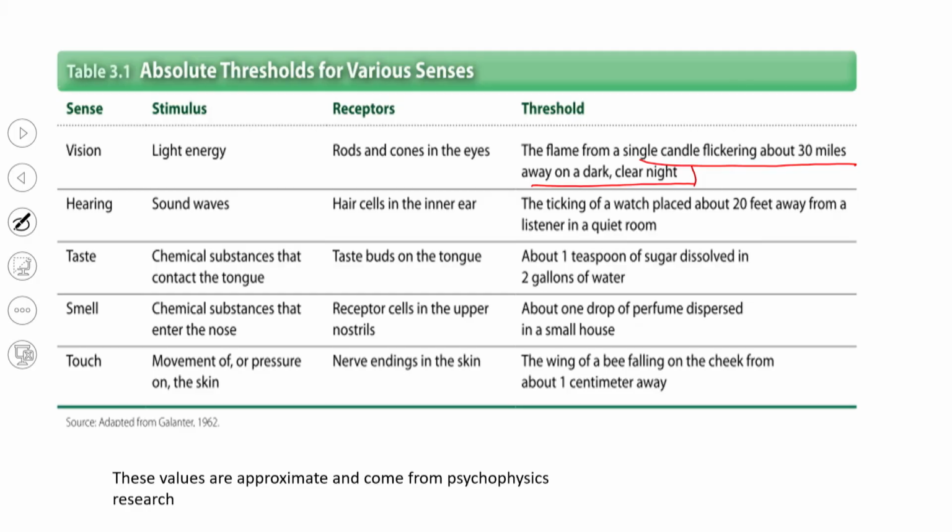For hearing, for example, it is the ticking of a watch placed about 20 feet away from a listener in a quiet room. Participants are able to detect it. So, for different sense organs there are absolute thresholds that were established by research. For taste, for example, about 1 teaspoon of sugar dissolved in 2 gallons of water. For smell, about 1 drop of perfume dispersed in a small house, and so on. So, there are different absolute thresholds for different sense organs. So, this is absolute threshold.